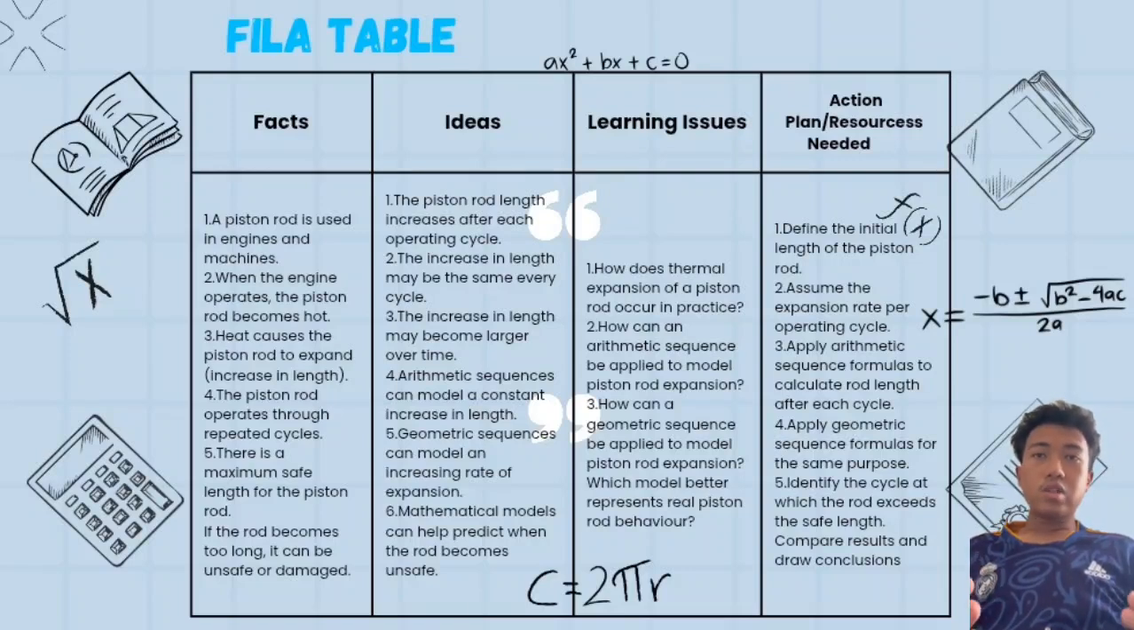And now, the last column is action plan or resource needed. To answer these questions, we plan to first define the initial length of the piston rod. Second, assume the expansion rate for each operating cycle. Third, apply arithmetic sequence formulas to calculate the length after each cycle. Fourth, apply geometric sequence formulas for the same purpose. Finally, identify at which cycle the rod exceeds the safe length, compare the results, and draw a conclusion.